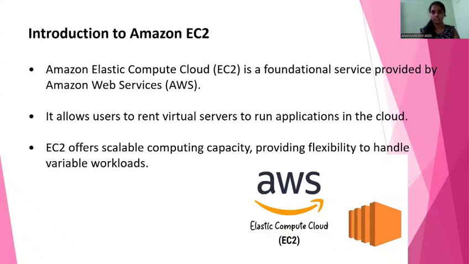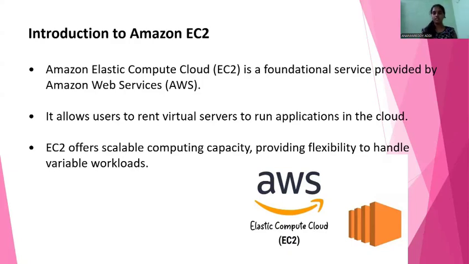First of all, what is Amazon EC2? Amazon EC2 stands for Elastic Compute Cloud. It allows you to rent virtual servers, which are also called instances. So basically, these virtual servers are also called instances in the cloud. You rent these virtual servers in the cloud to run your applications. These virtual servers can handle different types of workloads and can be adjusted based on demand.